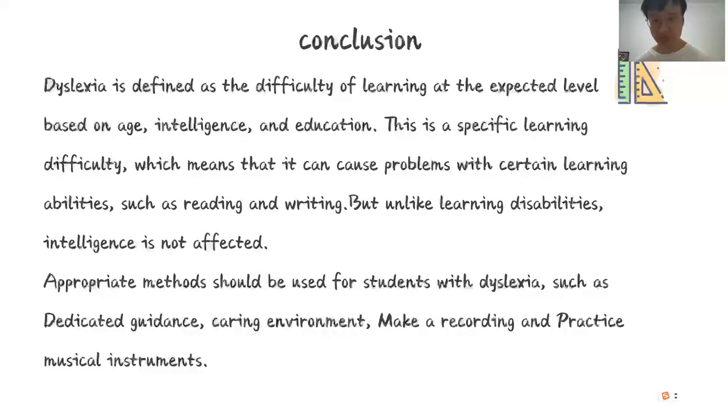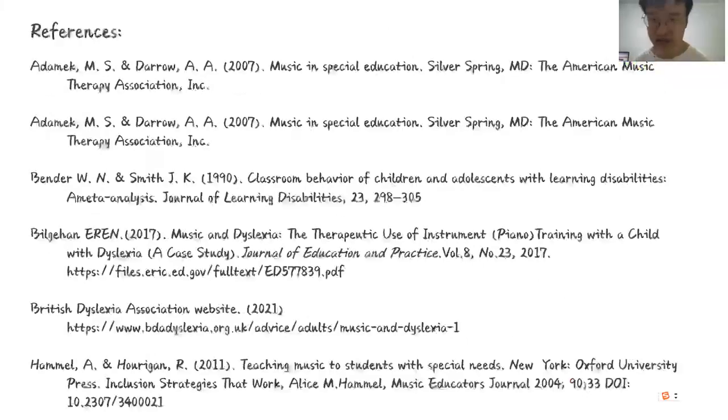An appropriate method should be used for students with dyslexia, such as dedicated guides, quiet environment, making recordings, and practicing a musical instrument. The main point of the lecture is to let these students learn music well and let them enjoy music. This is my reference.